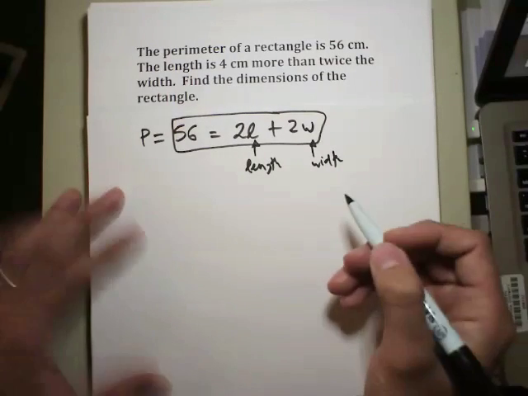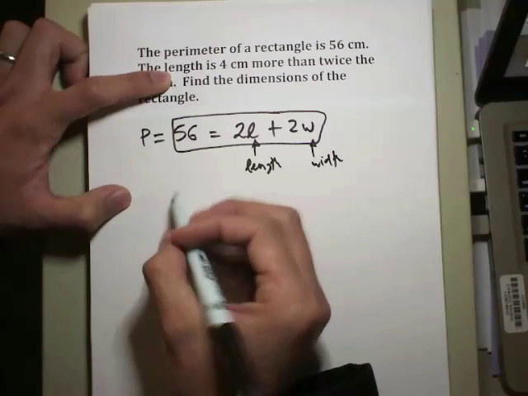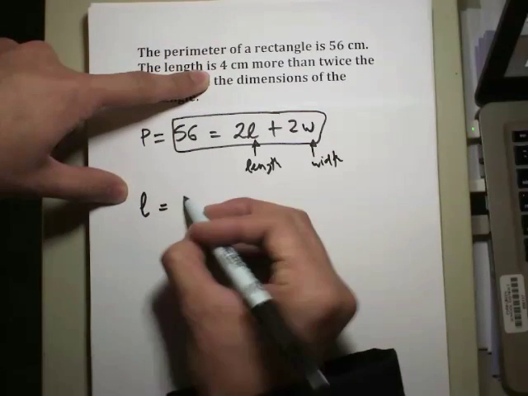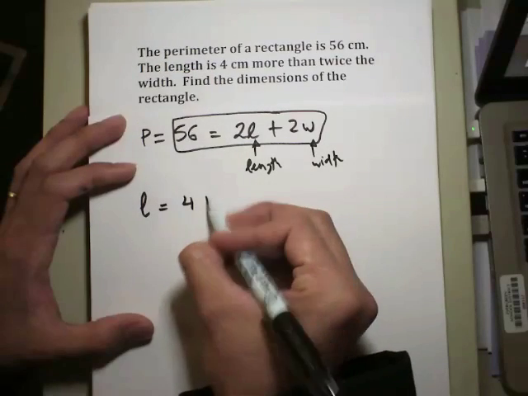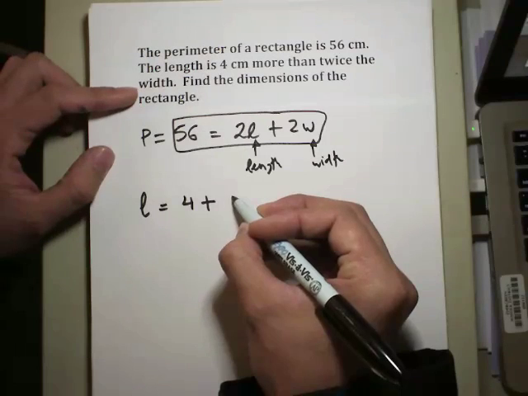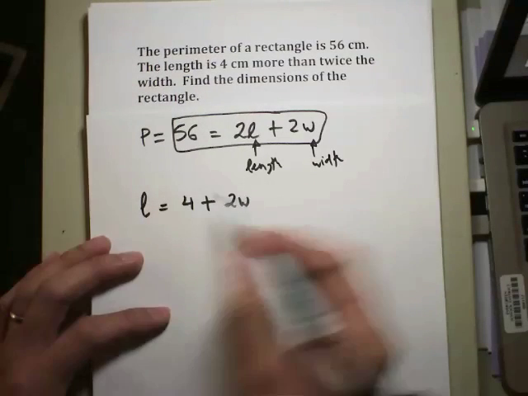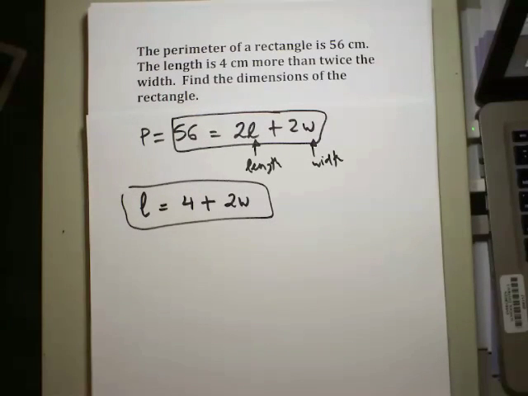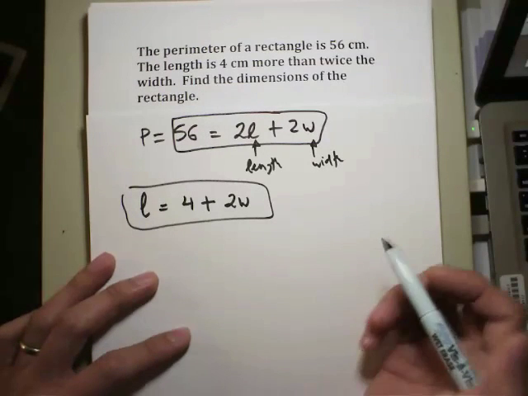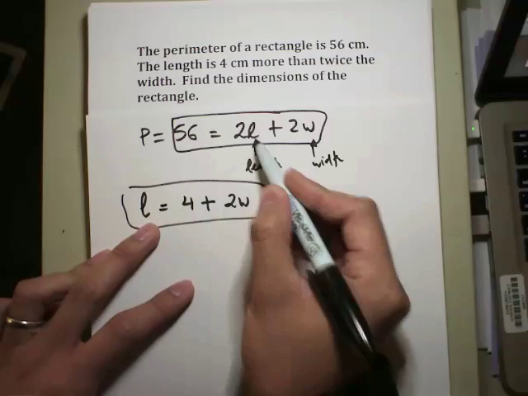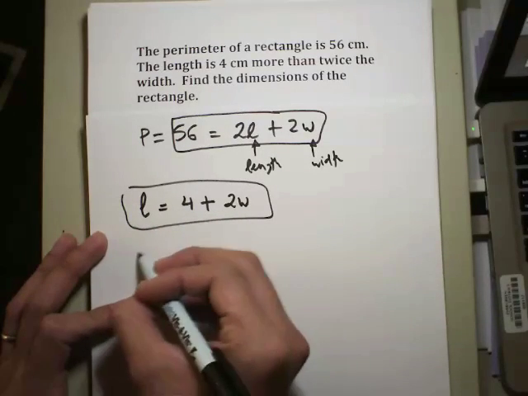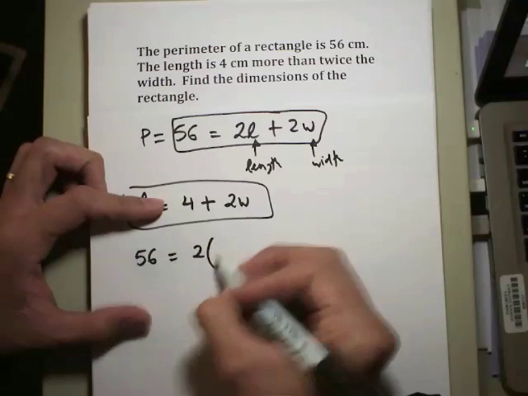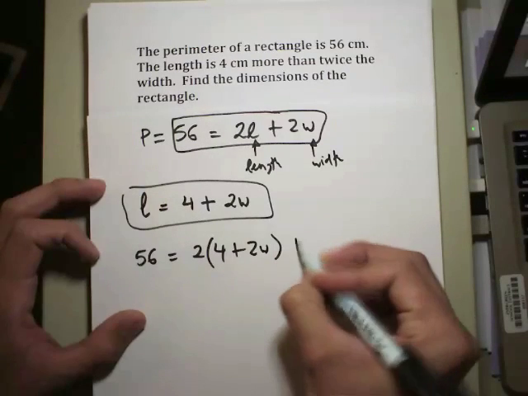Now if you read this next sentence, it says the length, so you just go ahead and translate it. Length is for L, so I'm just going to write L. Is means equal, 4 centimeters more than, the words more than mean plus, right? Twice the width means 2 times the width. So when you finish writing that, you end up with another equation. But since the L is already solved for, we can just readily use a substitution method, substituting the content of L into the other equation. So our new equation will be 56 equals 2 times the length, and we know the length is 4 plus 2W, plus 2W.